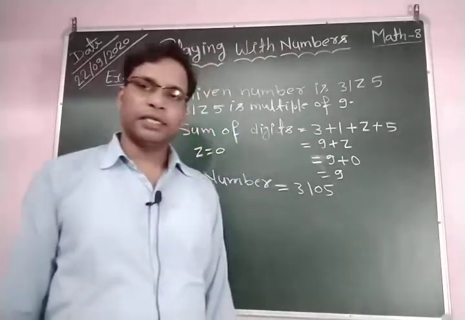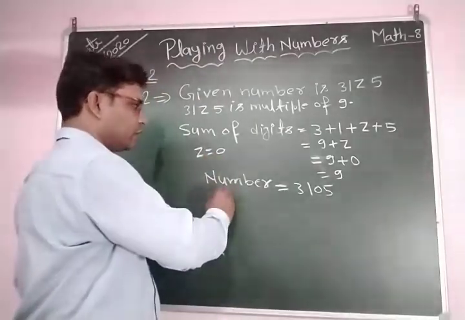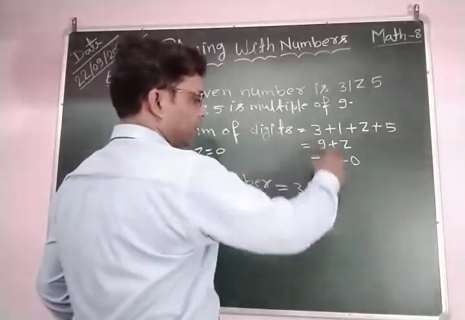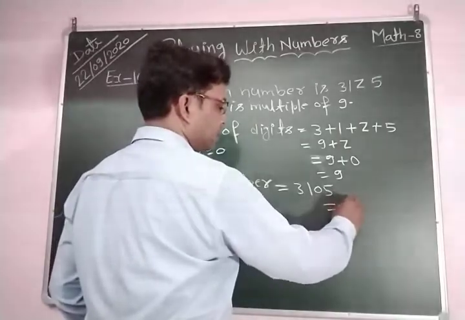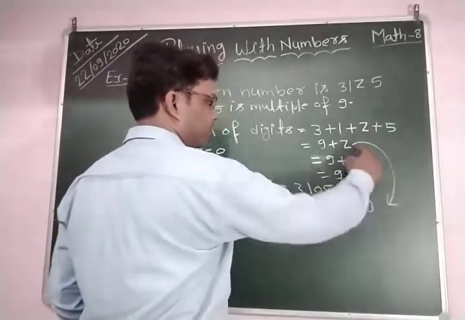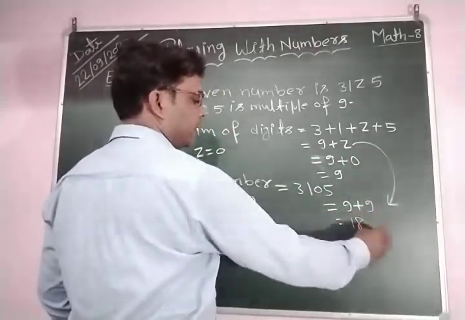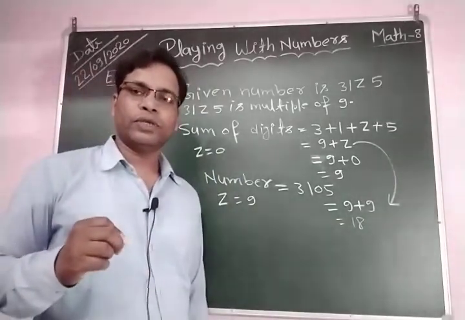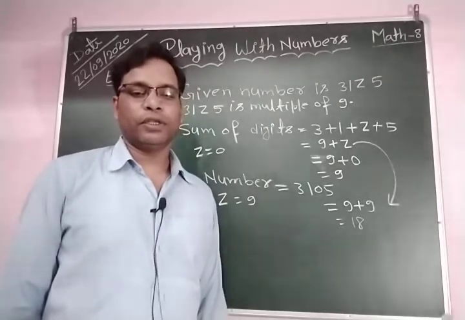So if you take Z equal to 9, then this becomes 9 plus 9. Here we take the value of Z as 9, so this becomes 18, and 18 is divisible by 9. So the possible values of Z are 0 and 9.